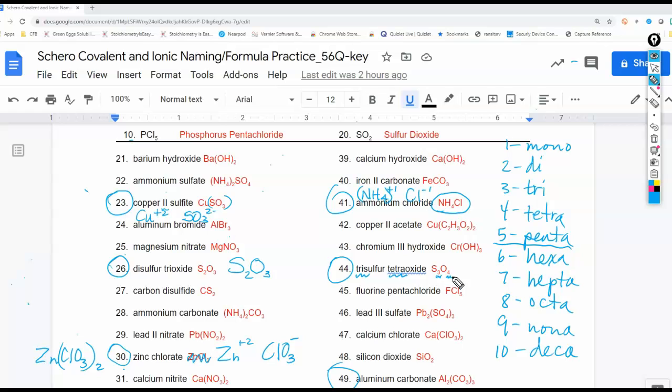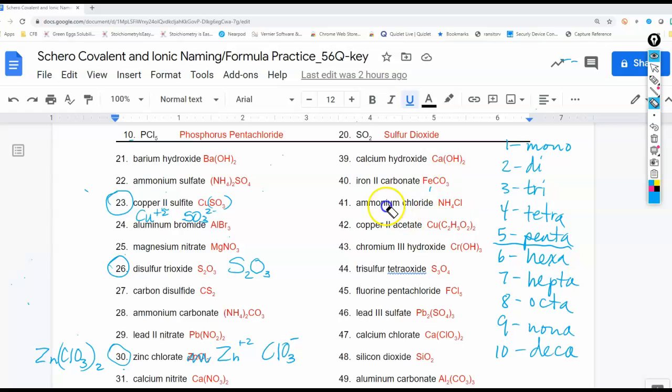And finally, I have aluminum carbonate. And so this is a metal with a nonmetal polyatomic. So I'm going to write down their ions because this is an ionic compound. So I have Al +3 and I have CO3 -2. And the CO3 is a polyatomic, so I'll put it in parentheses. Then I will crisscross my charges and I get Al2(CO3)3.